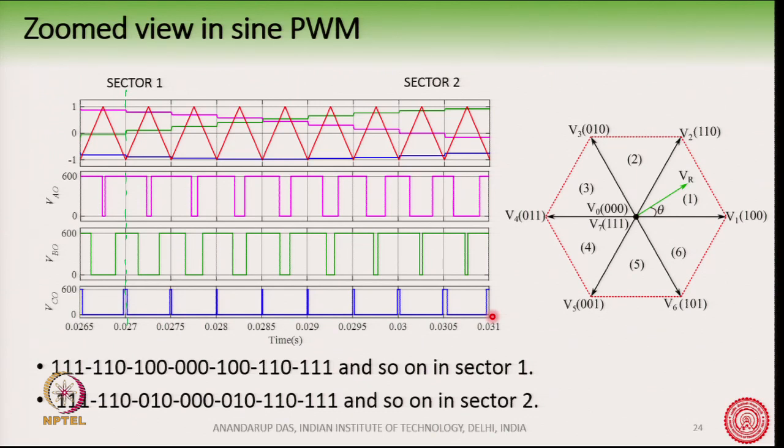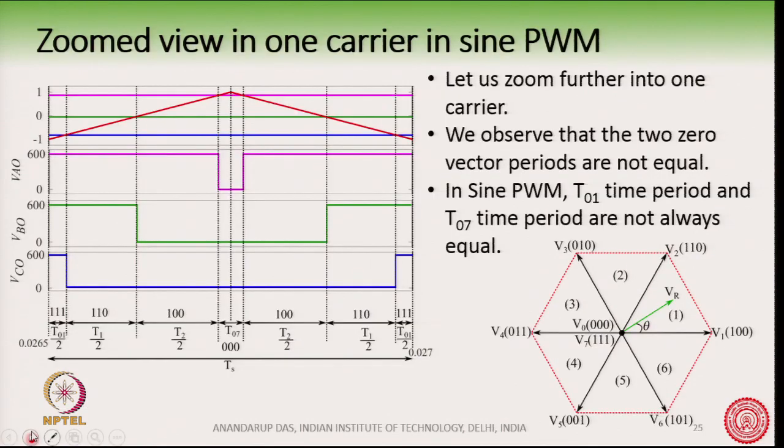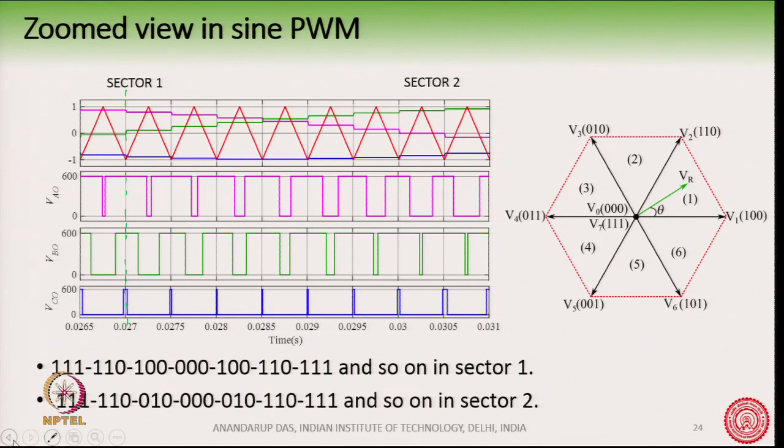Now, what is the pattern of switching? If you observe the first region here, we see that all three phases are 1. So, therefore, the first switching state is 1 1 1. After that, C phase goes to 0, while A and B phase are 1. So, we have a switching state 1 1 0.